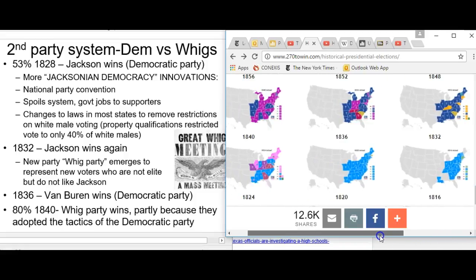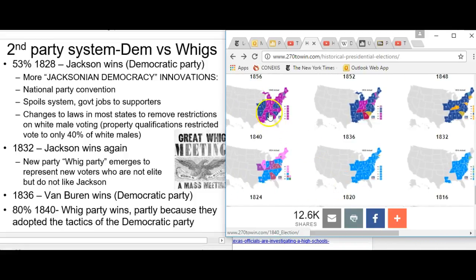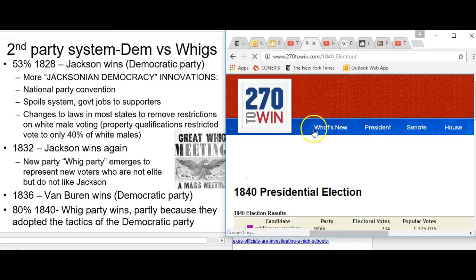And by 1840, another party has emerged. You can see the purple here. This is the new party called the Whig Party. They ran in 1836 as well. And the Whig Party actually won in 1840. And the reason that they won in 1840 is because they were doing all the same things that the Democrats were doing. That is, reaching out to as many people as possible, expanding the electorate, mass mobilization, and all of these tactics.